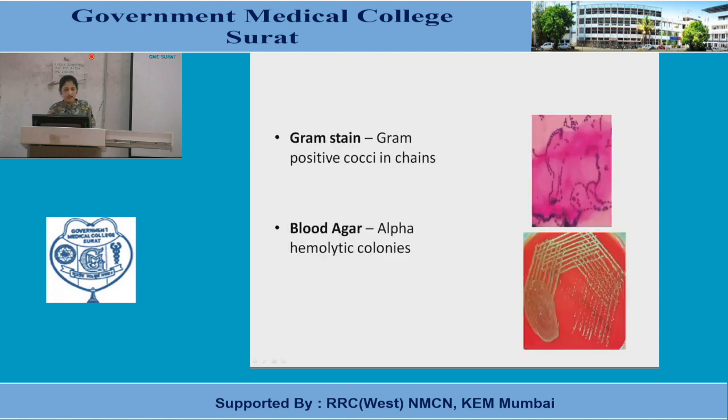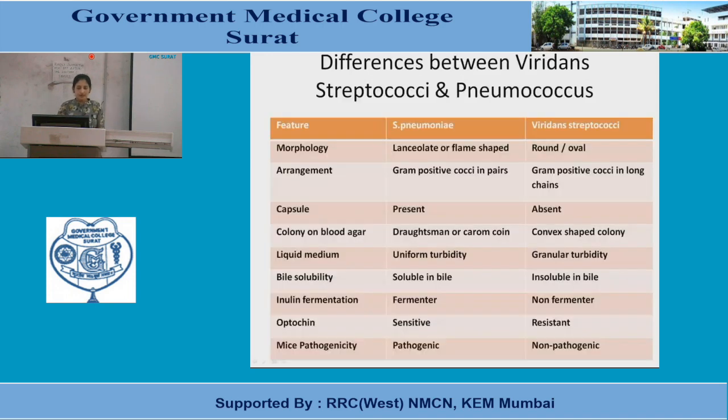This picture shows the Gram stain of Streptococcus mutans. They produce long chains of cocci, and they produce alpha hemolysis on blood agar, which is very similar to alpha hemolytic streptococci like Streptococcus pneumoniae. So this is the differentiating point between the viridans group of streptococci and pneumococcus, because both produce alpha hemolysis.